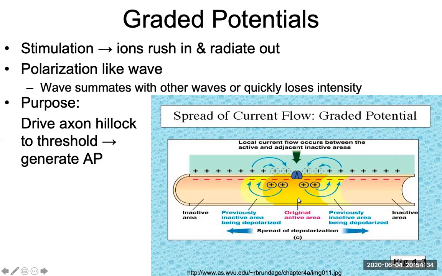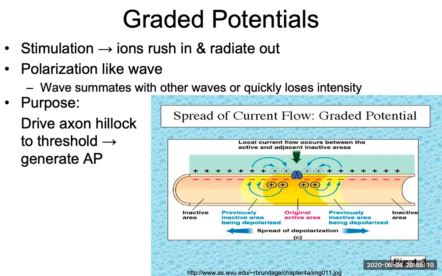It's polarized like a wave, and that means that these waves of stimuli can summate with other waves or quickly lose their intensity altogether. So again, the purpose of a graded potential is to drive the axon hillock to threshold in order to generate an action potential in the axon itself. Here is the original active area, and you can see how graded potentials spread in either direction. This will be different from when we talk about action potentials that only travel in one direction.